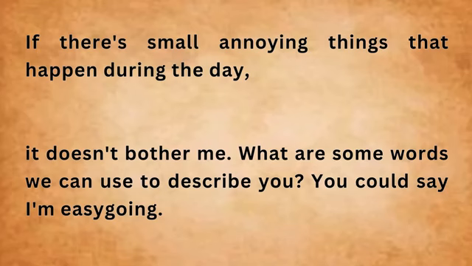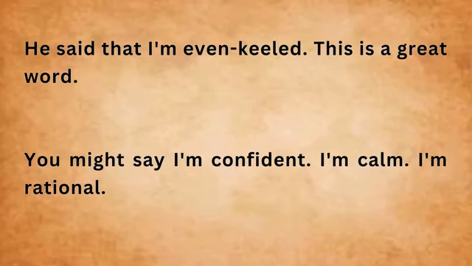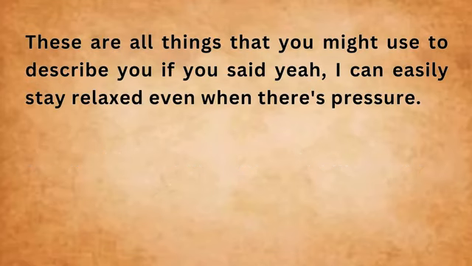What are some words we can use to describe you? You could say, I'm easygoing. Nothing fazes me. I'm optimistic. I'm even-keeled. We talked about this word in a previous lesson where Daniel and I talked about our relationship, our marriage together. He said that I'm even-keeled. This is a great word. You might say I'm confident. I'm calm. I'm rational. These are all things that you might use to describe you if you said, yeah, I can easily stay relaxed even when there's pressure.